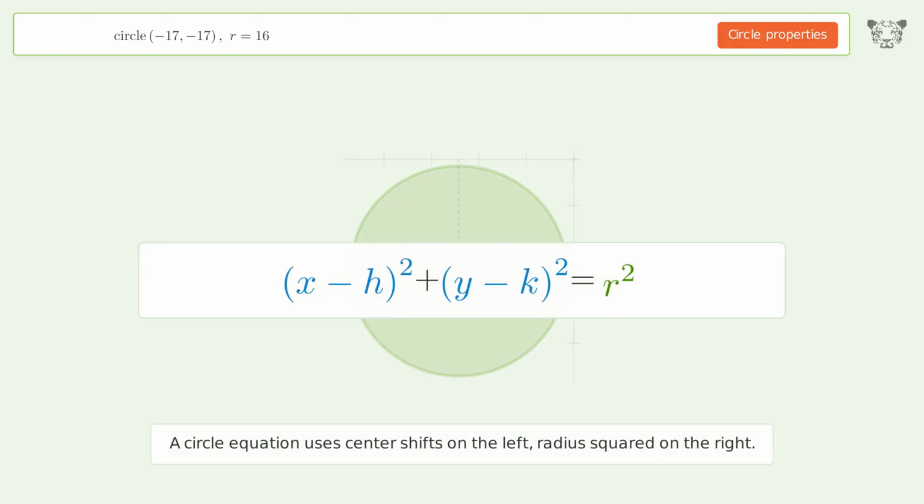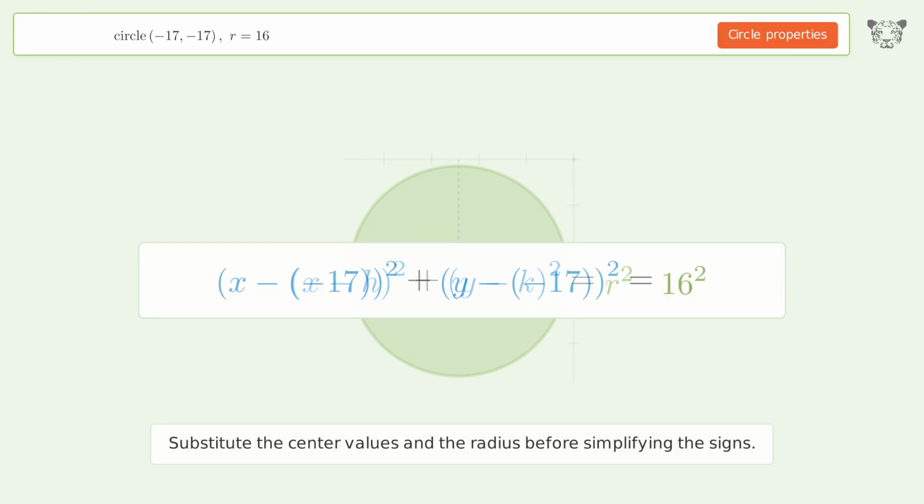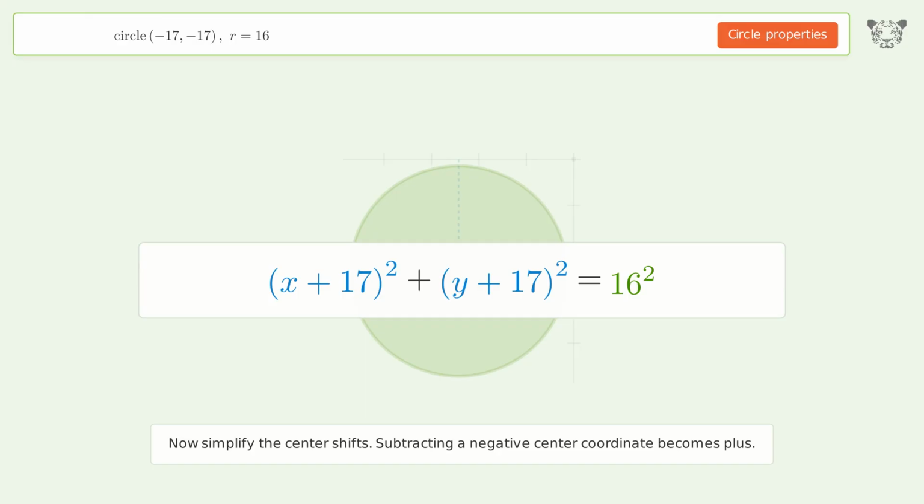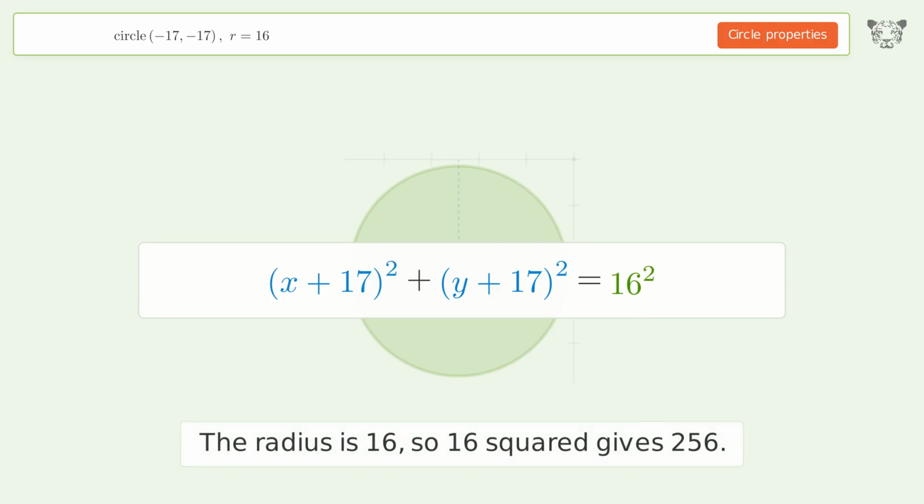A circle equation uses center shifts on the left, radius squared on the right. Substitute the center values and the radius before simplifying the signs. Now simplify the center shifts. Subtracting a negative center coordinate becomes plus. The radius is 16, so 16 squared gives 256.